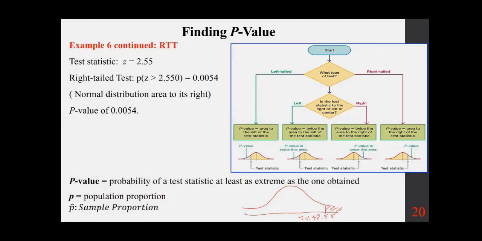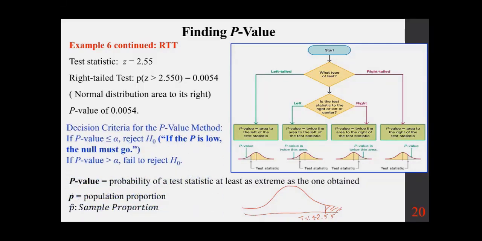So test statistic was 2.55. It was a right tail test, and we can come up with the probability of z larger than 2.55 from the table, technology, you name it, and we end up with 0.0054. And it is clearly less than alpha of 0.05. So here's the decision criteria. If p-value is less than or equal to alpha, we reject. In other words, reject H0. If the p is low, then no must go. That's one way perhaps to remember. If the p-value is larger than alpha, fail to reject H0.